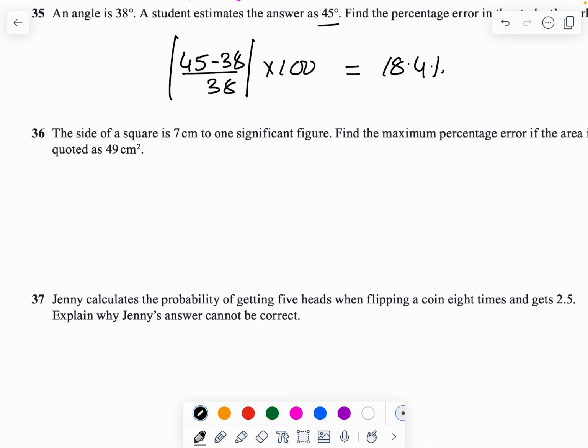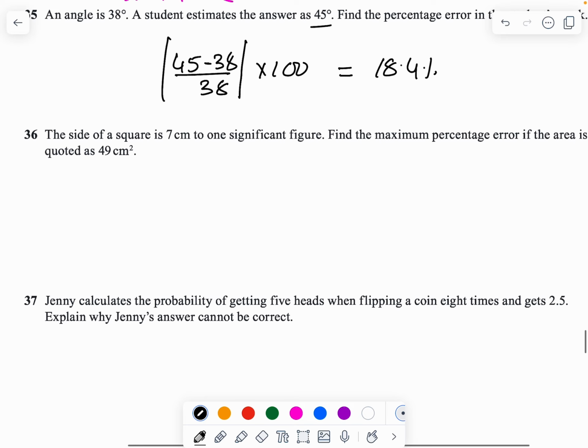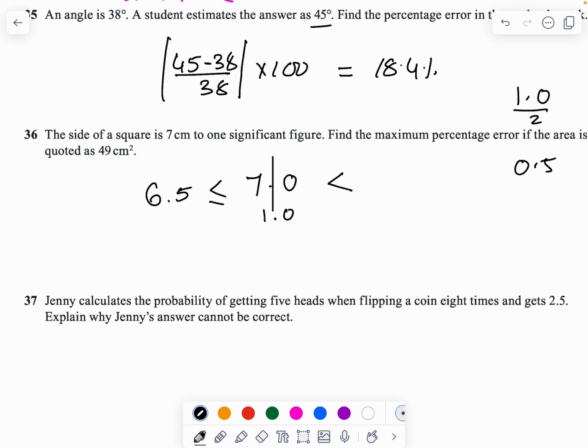The side of a square is 7 centimeters to one significant figure. Find the maximum percentage error if the area is quoted as 49. So 7 to one significant figure. So draw a line after that one. So it's going to be 1.0. 1.0 divided by 2 will become 0.5. So add 0.5, subtract 0.5. So it becomes 6.5 and 7.5.